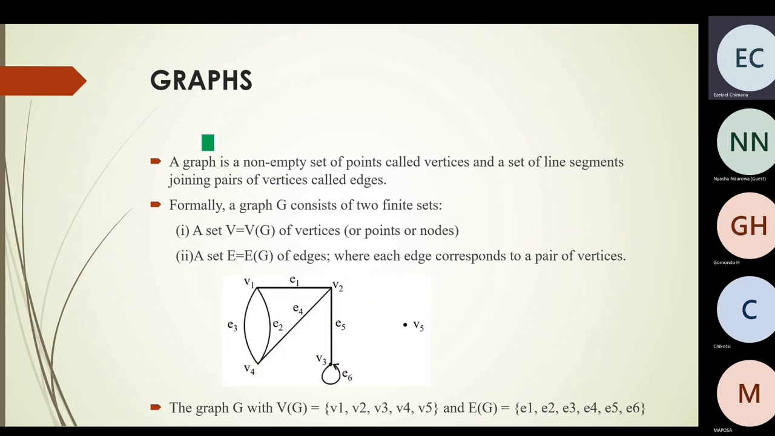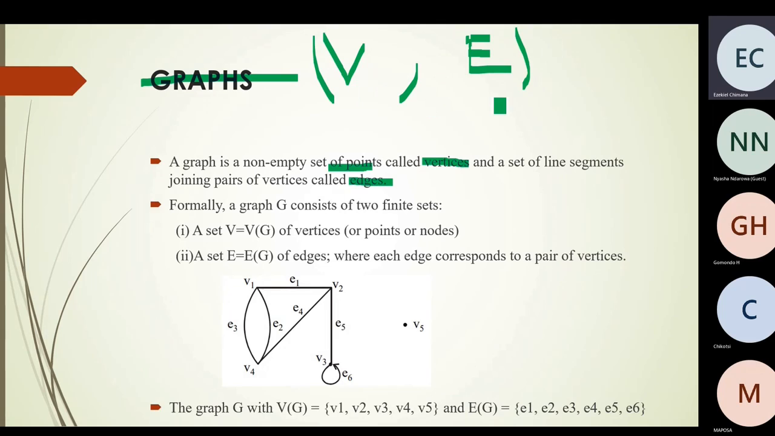So let's talk about graphs. What are graphs in general? A graph is a non-empty set of points called vertices and a set of line segments joining pairs of vertices called edges. So in graphs, we'll be talking about these two sets, and they must be non-empty, which means we must have a set of vertices and a set of edges. We need both of these sets to form a graph. So our graph will have a set V, which is vertices, and then another set E, which will be a set of what?